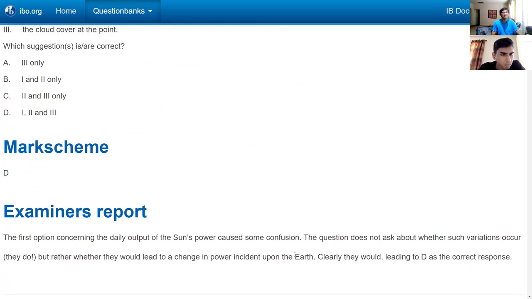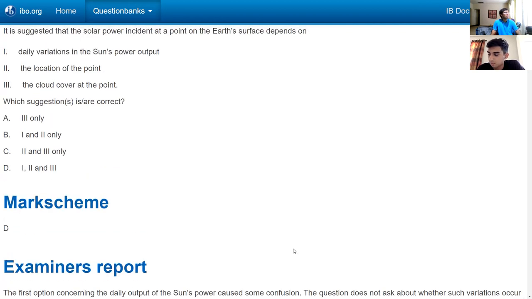Wait, so how does that explain? But rather whether they would lead to a change. Okay. I'm searching up, does the sun's power output change during the day? It just says that over time, the sun's power output gets lighter every day. But I don't know. What does it mean by daily variations in the sun's power output? Is that what you were saying about solar flares and sunspots? Yeah, I think so. Maybe also the rotating Earth, and also seasons we get a bit farther away. I mean, that's not daily, but... Okay. Makes sense. Yeah, an elliptical orbit could cause that as well. Okay.